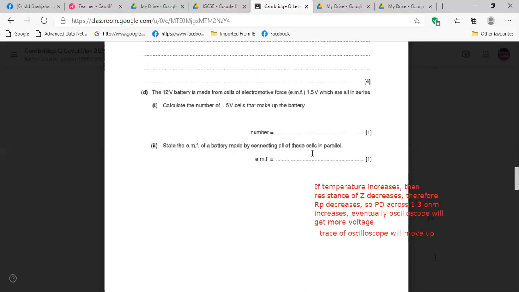State the EMF of a battery made by connecting all these cells in parallel. Yes, yes. They have taken the cells, right? Okay, okay. 1.5.